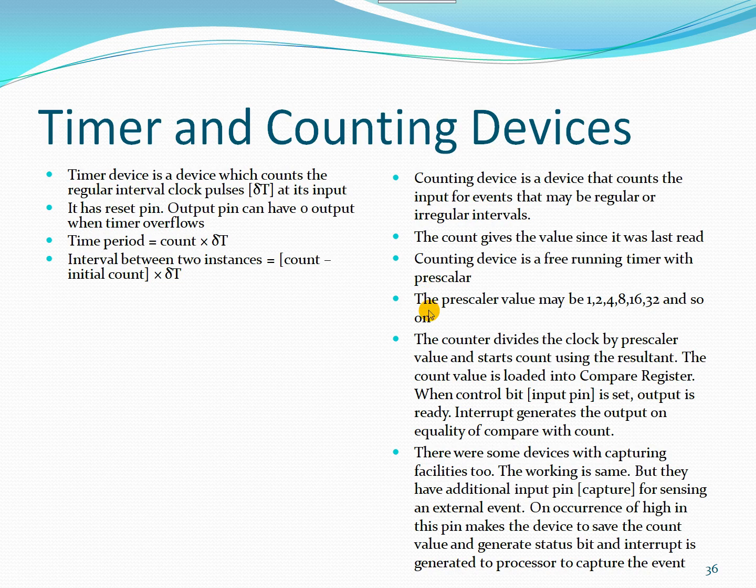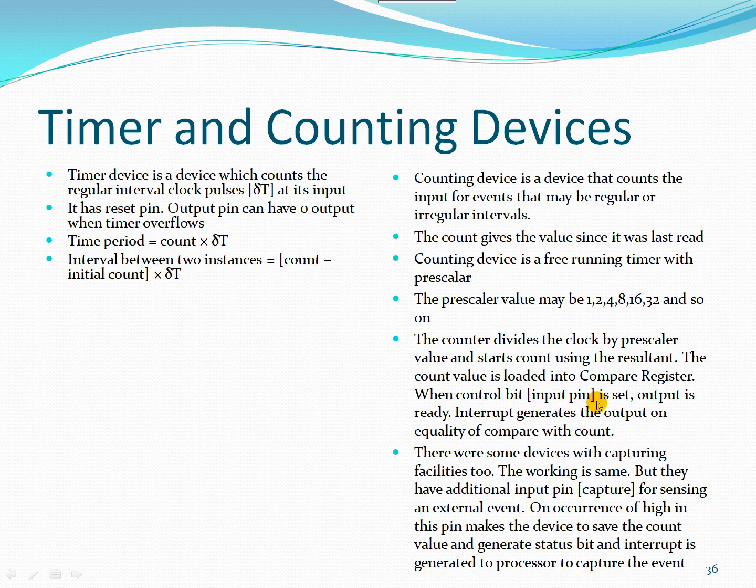So upon reception of that clock pulse, the del T time will be varied. Depending on the del T time and the count value, we can find out the clock time period also. So this point will give that detail. The counter divides the clock by the prescaler value and starts counting using the resultant. The counter value is loaded into the compare register. So this counter value will be loaded into that compare register.